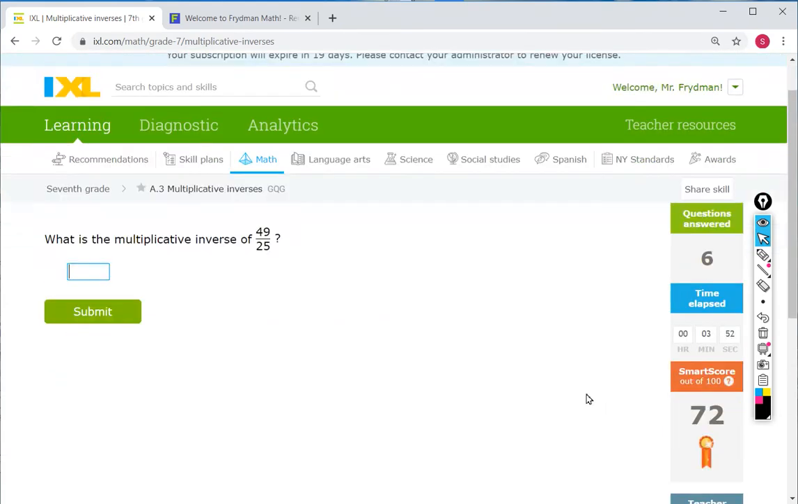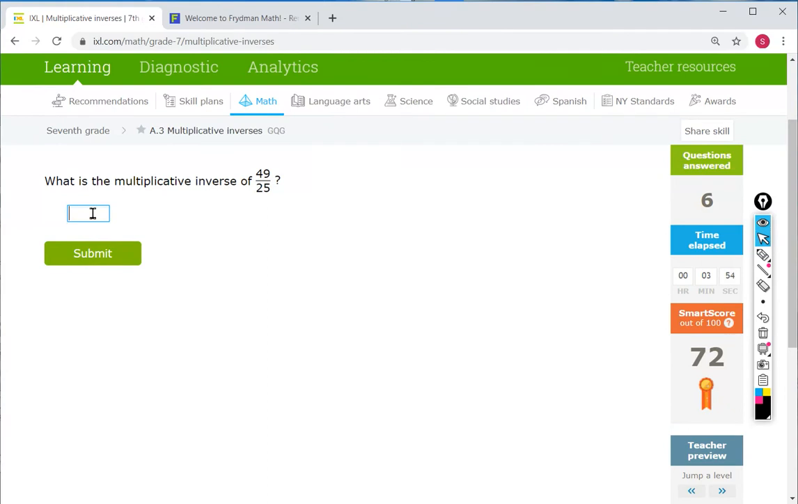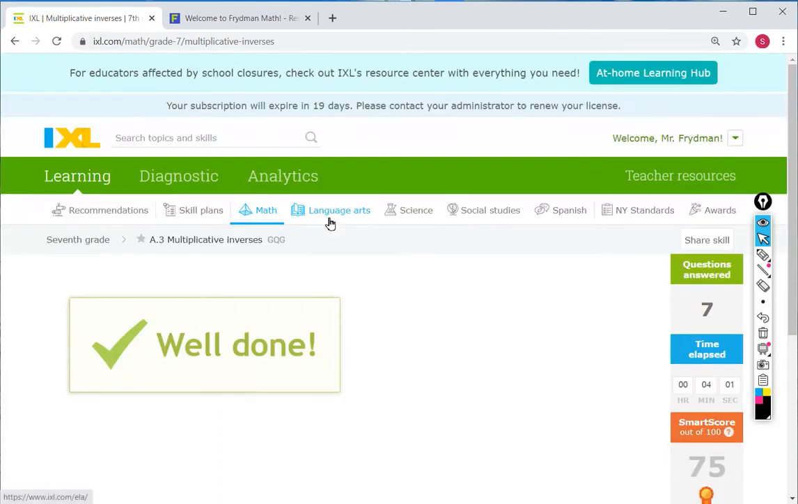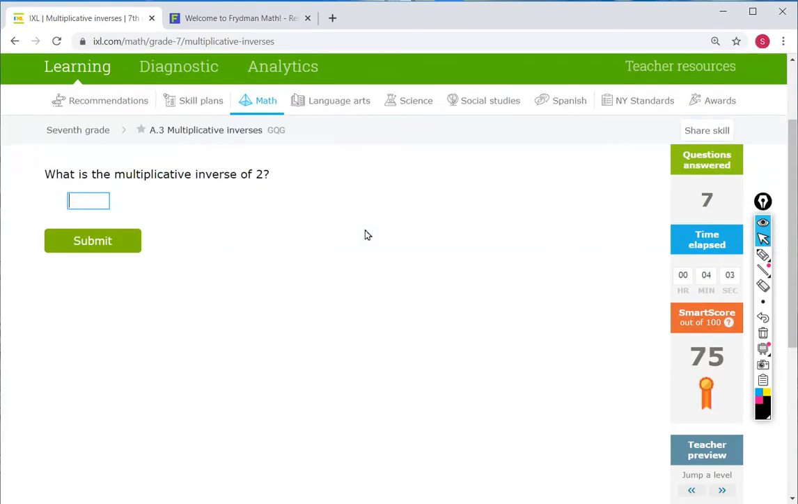Let's see, does it give me any twists here? Not really. This is, again, just flip it. This would be 25/49. Okay, what's the multiplicative inverse of 2? So this is asking us 2 times what is equal to 1. And the answer there would be 1/2.